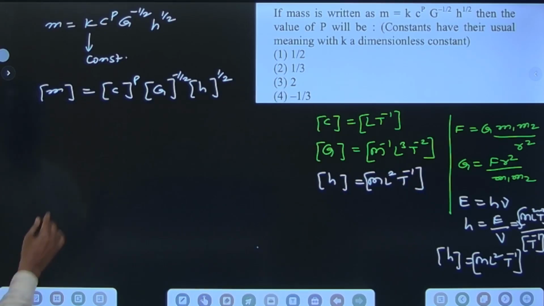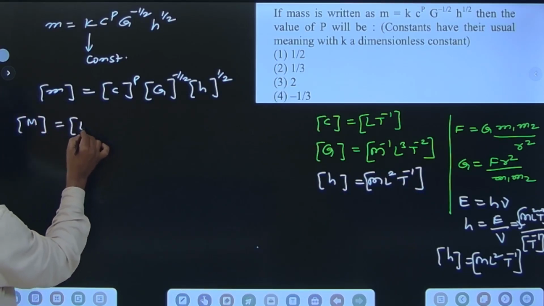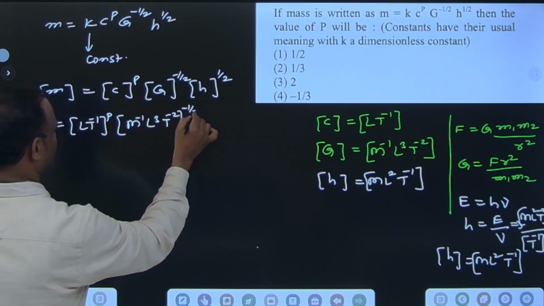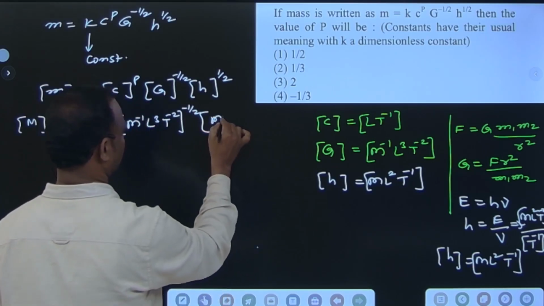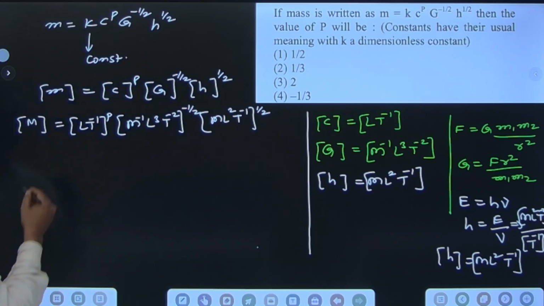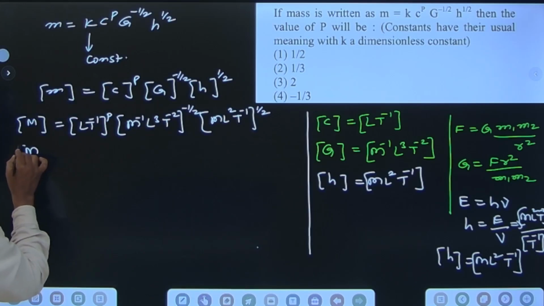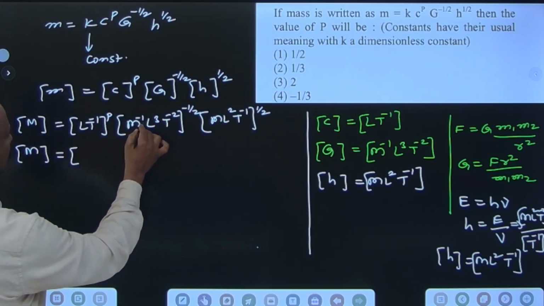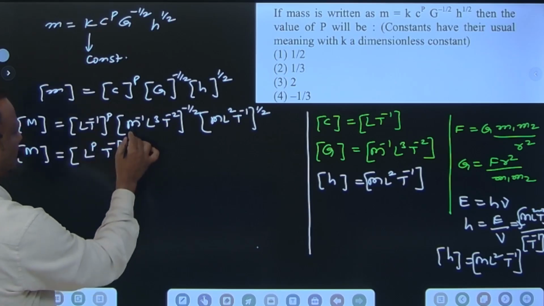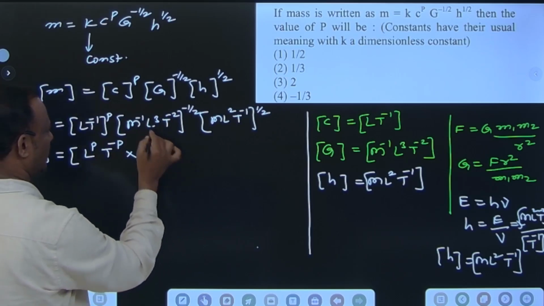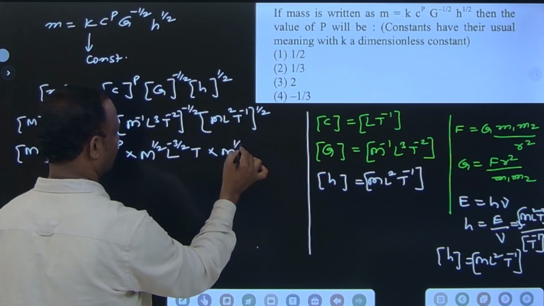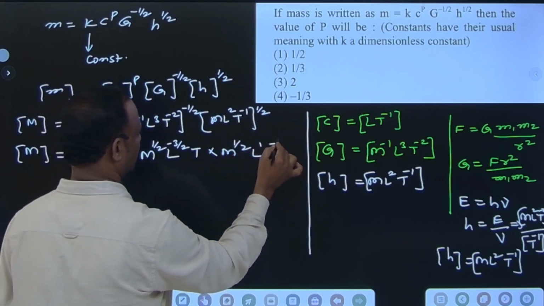So dimensionally, capital M is equal to C, that is LT minus 1, to the power of P, times G, that is M minus 1 L cube T minus 2, to the power of minus 1 by 2, and H, that is M L square T minus 1, to the power of 1 by 2. First compare the terms. On this side it is M to the power of minus 1 by 2, L power P and T power minus P. Next, M to the power of minus 1 by 2, L minus 3 by 2, T minus 2 with the 2 cancelling, and next M to the power of 1 by 2, L with the 2 cancelling, and T power minus 1 by 2.